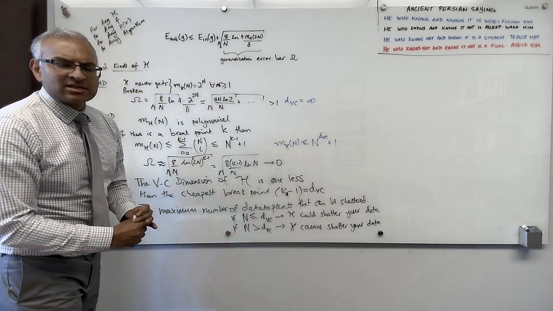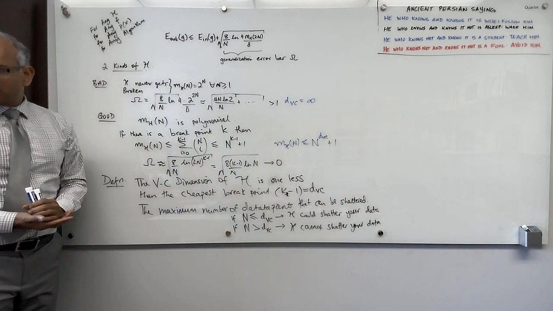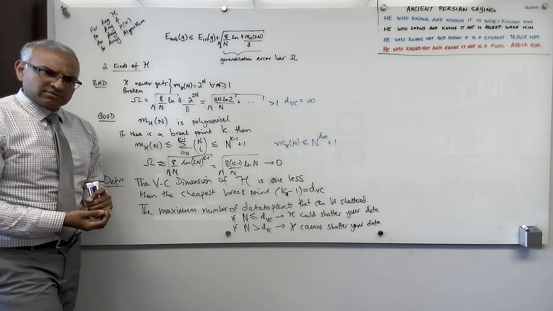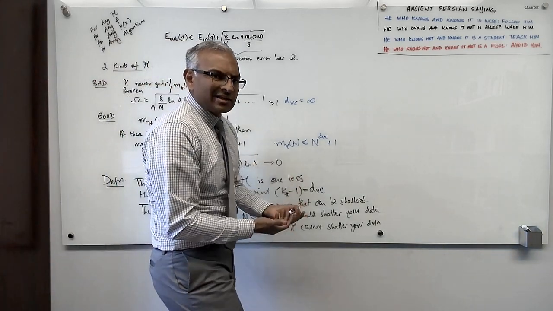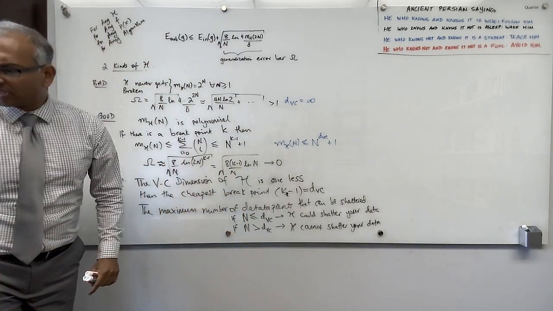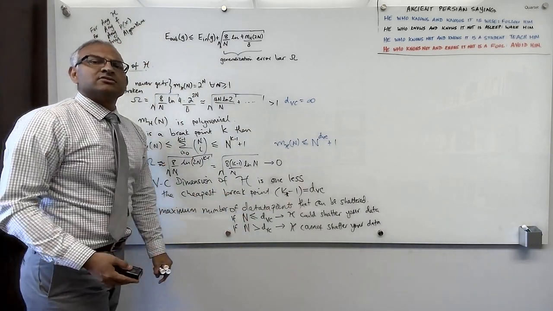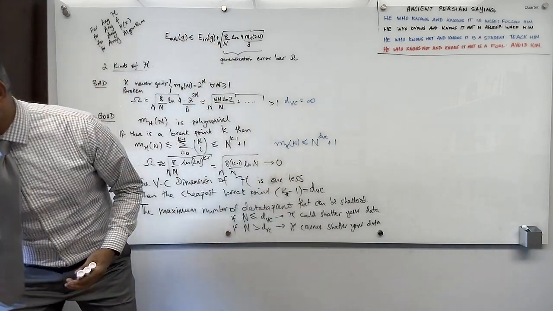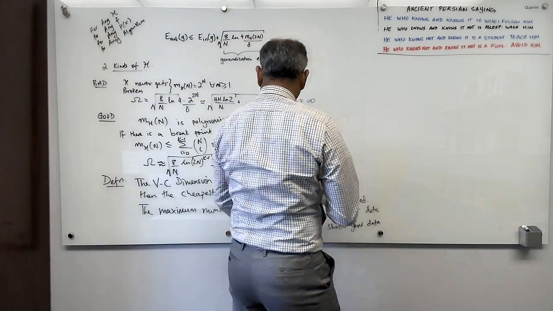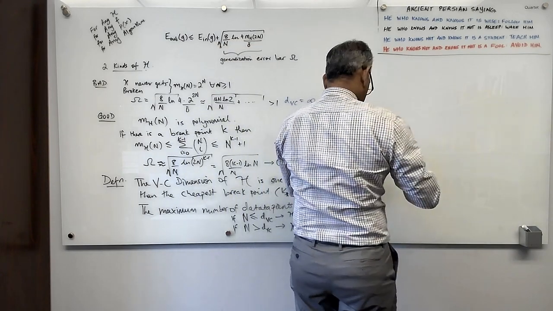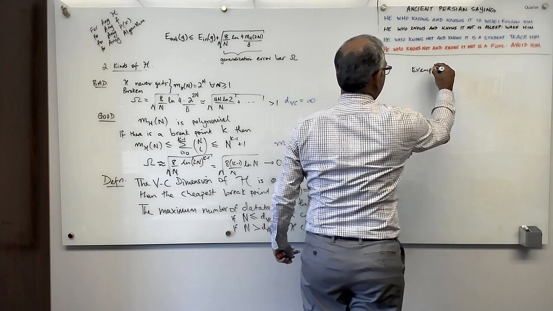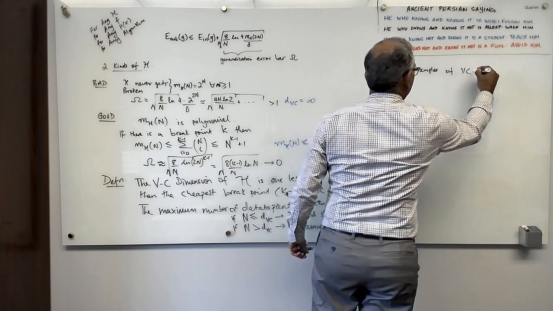And let's do some examples of the VC dimension so that you get a feel for this, and you begin to appreciate that it is indeed a measure of the complexity of a hypothesis set. It turns out it's the right measure from the perspective of learning. Okay, so examples of VC dimension.